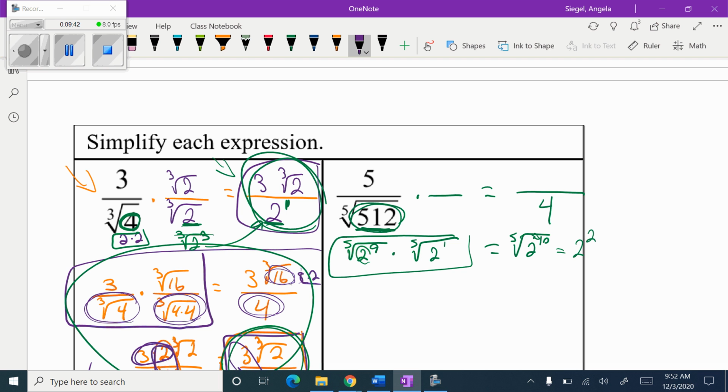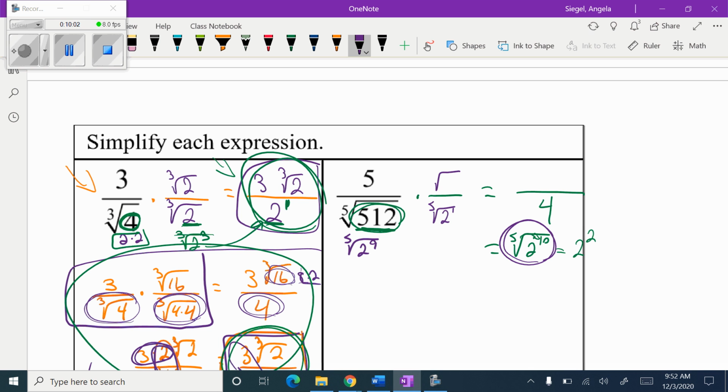Again, I'll erase this through here. So this is the 5th root of 2 to the 9th power. Remember, I need one more 5th root of 2, and that's going to give me the 5th root of 2 to the 10th power, which is 2 squared. So it tells me what I need to multiply the top by. My final answer is 5 times the fifth root of 2 over 4.